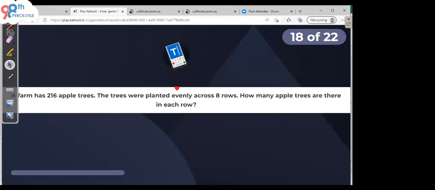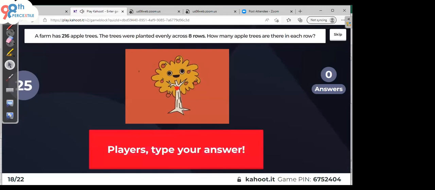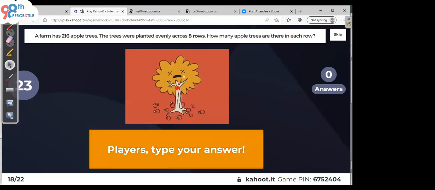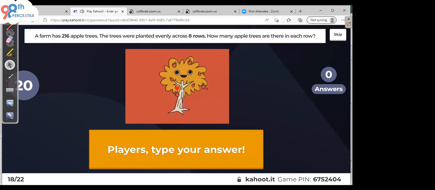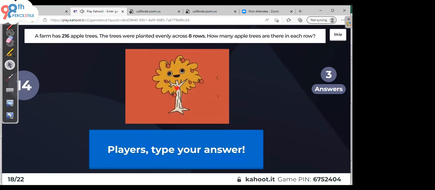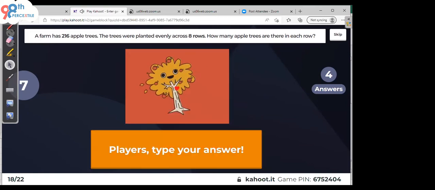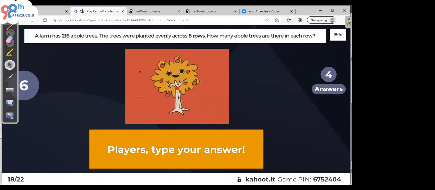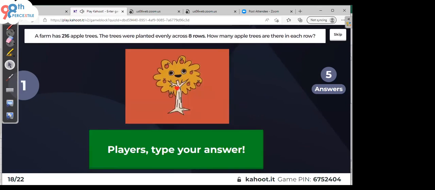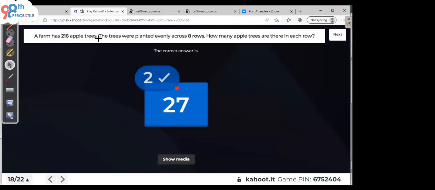A farm has 216 apple trees. The trees were planted evenly across 8 rows. How many apple trees are there in each row? Totally 216 apple trees planted evenly across 8 rows. How many apple trees are there in each row? Okay. 2 of you got it correct.